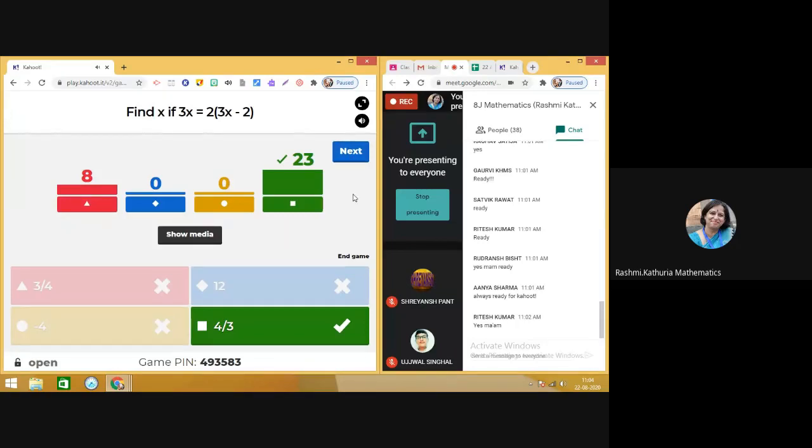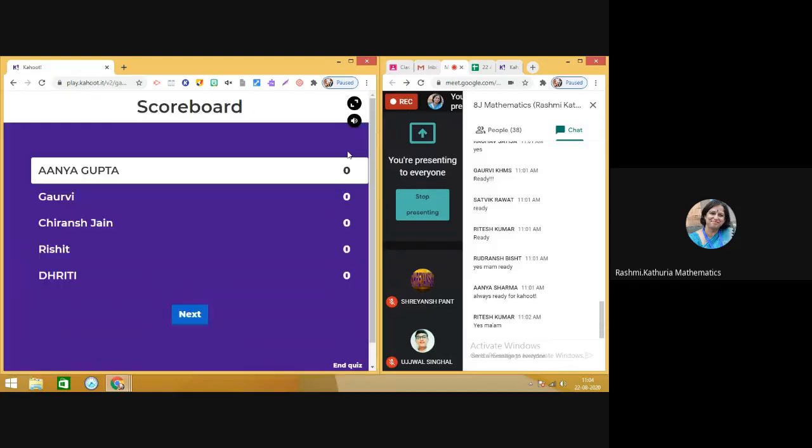Okay, so here we have the answer, and the answer to this question is 4 by 3. You have seen that in this question, 3x is equal to 6x minus 4. After simplification, you quickly get x is equal to 4 by 3. I'm now moving on to the leaderboard. According to the time, Anya has finished it first. Then Gorvi, Chiranj, Rishit, and Dhriti. All the best. Let me move on to the next question.